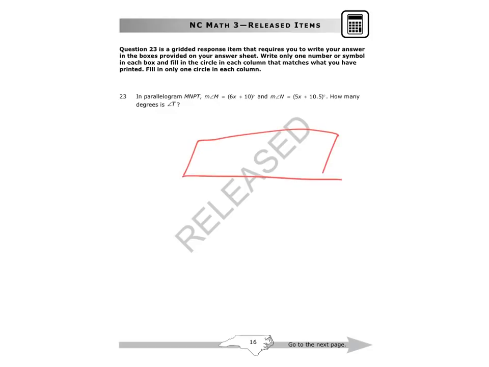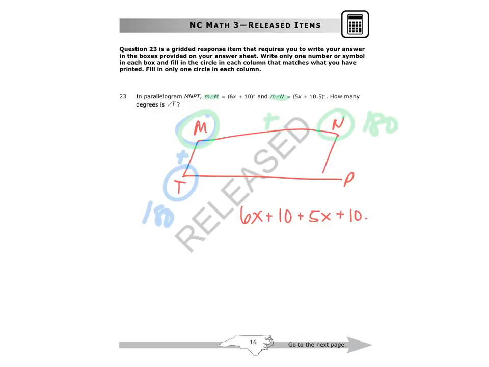drawing my parallelogram going in the order M, N, P, T. Things to remember is that consecutive angles, so like M and N or M and T, those two add up to 180. Or these two, they add up to 180. So M and N have to add up to 180. So 6x plus 10 plus 5x plus 10.5 has to be equal to 180. Go ahead and solve that. I'll let you finish solving it.